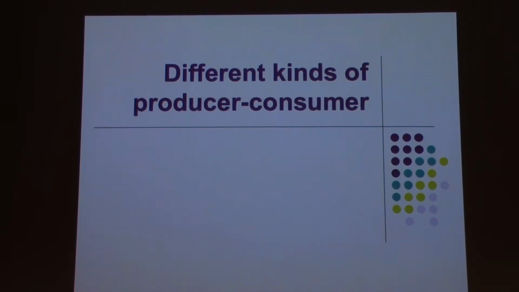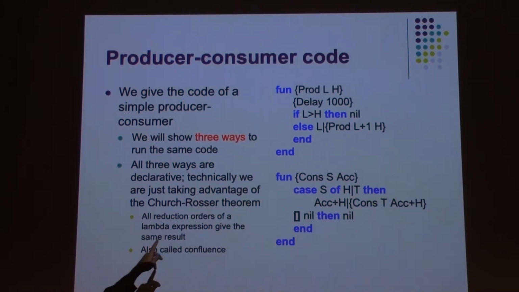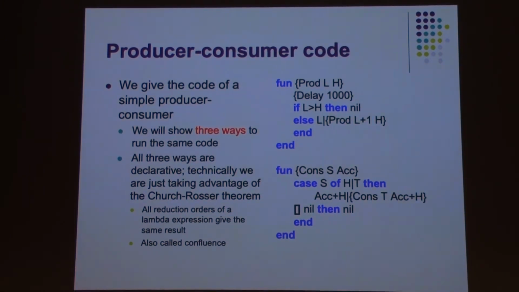A simple producer-consumer. The producer produces a stream, and the consumer will read the stream. Remember, this is what we saw already. There's nothing new here. Here's a producer, L to H. It creates a list from L to H, but I add delay 1000, so it's creating it slowly. So it creates a stream.